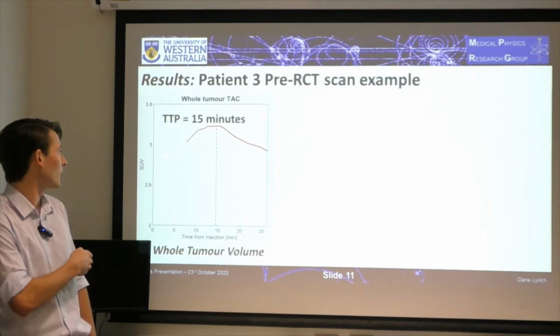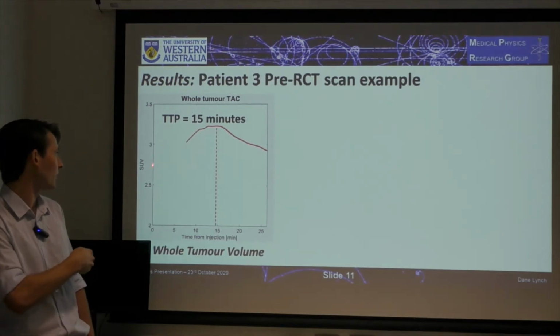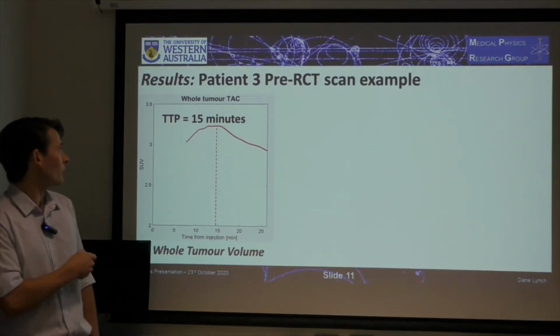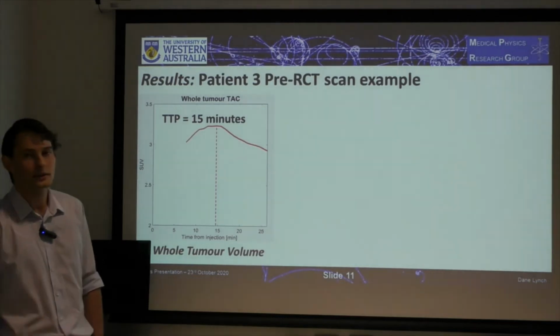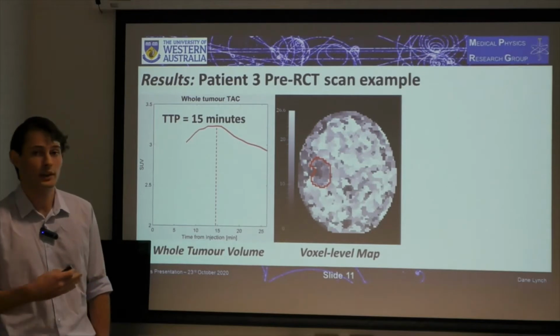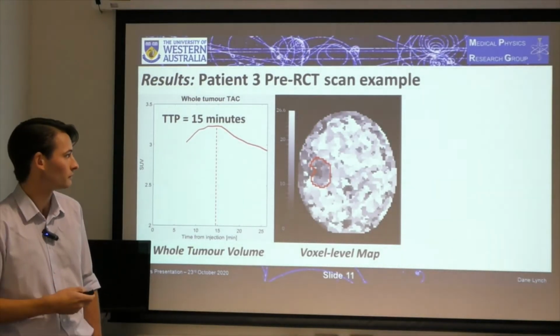As you can see here, a time activity curve was extracted from the whole tumour, with standardized uptake value on the y-axis and time on the x, where the time to peak was calculated to be 15 minutes, which is much earlier than the cohort average, suggesting aggressive tissue.